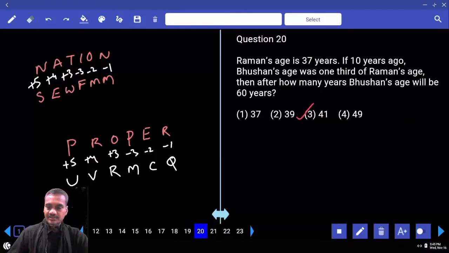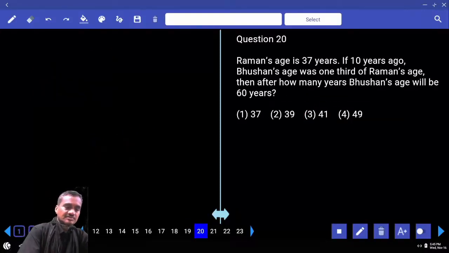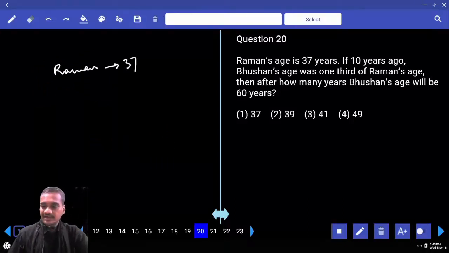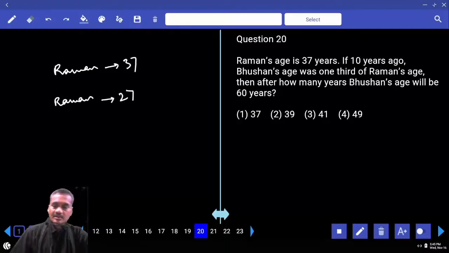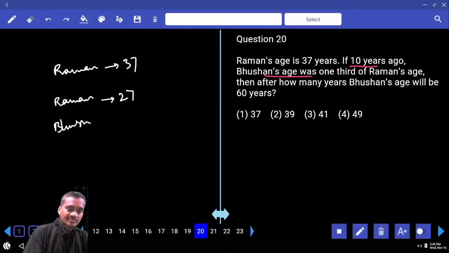The next, the 20th. Now in this question, Raman's age is 37 years. What is the age of Raman? Now Raman's age is 37. And 10 years ago, Raman's age was 27. Now, 10 years ago, Boson's age was 1/3 of Raman's age. That means Boson was 9 years.